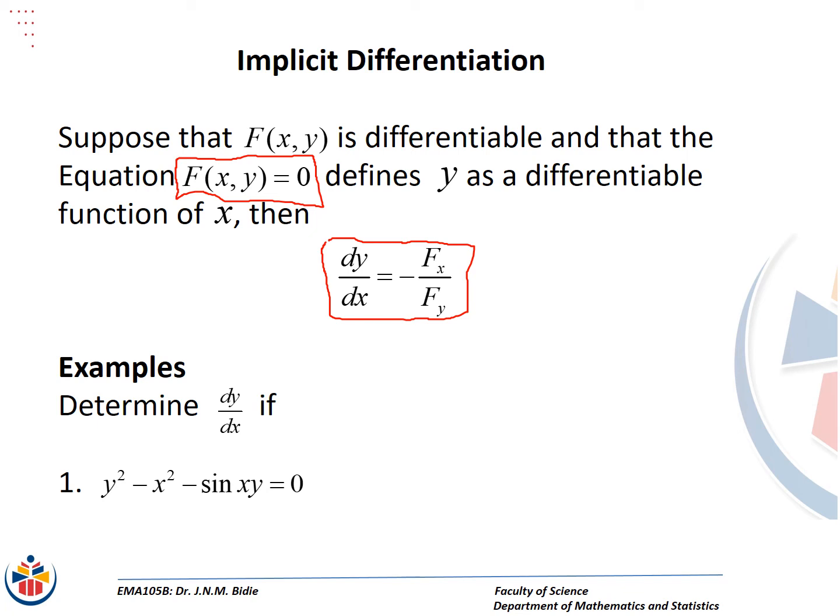Now we've been given y squared minus x squared minus sine xy equal to 0. It's already in standard form. Nothing needs to be changed. All we need to do is to find the derivative of that expression with respect to x and also with respect to y, and then substitute.